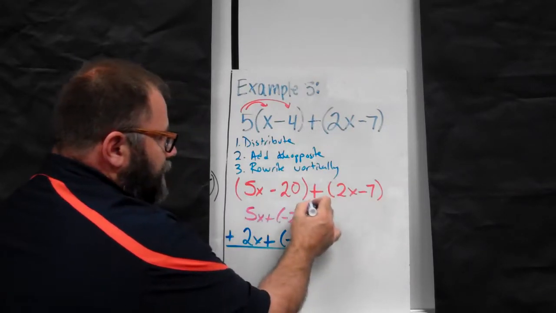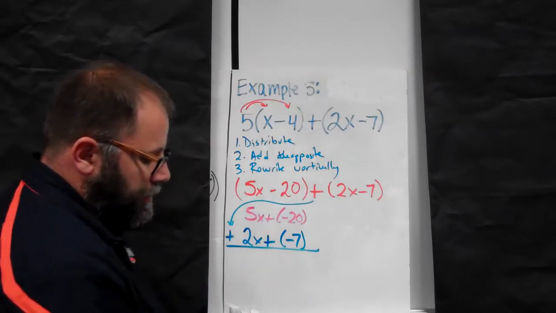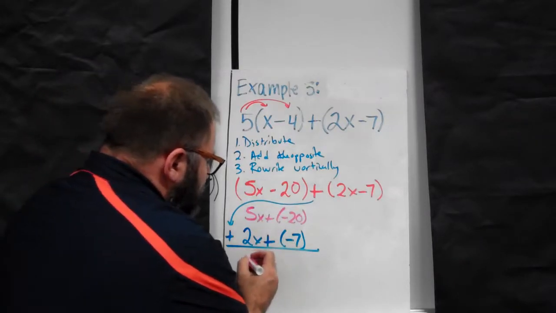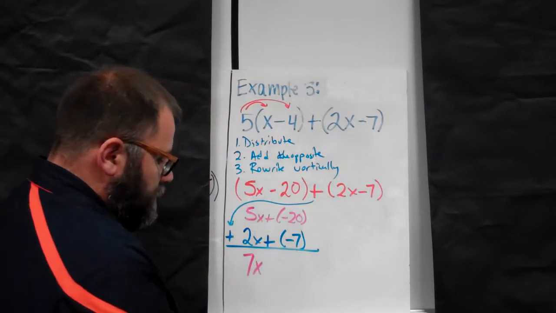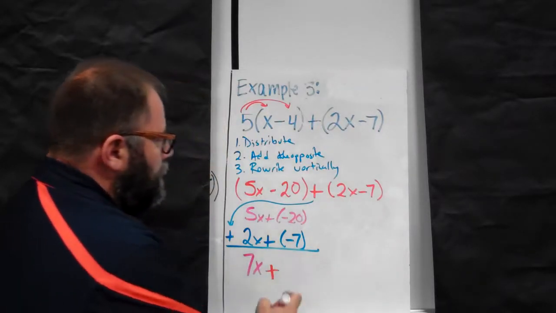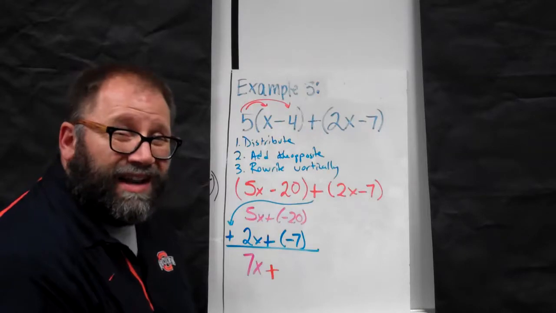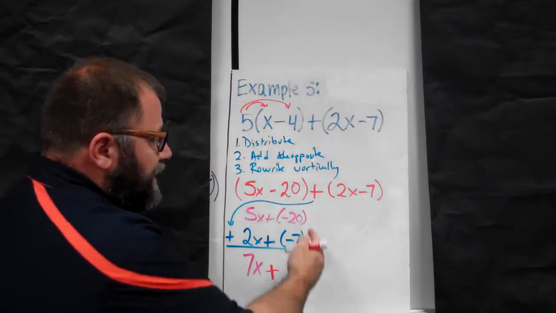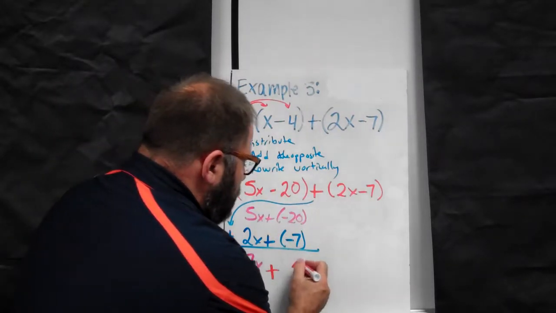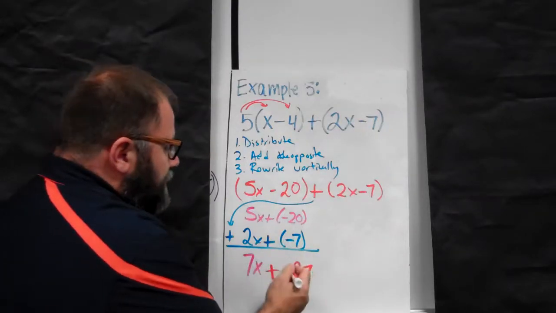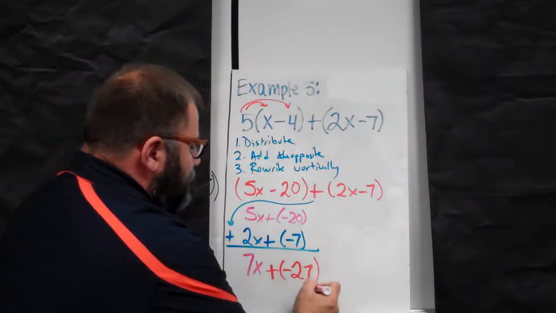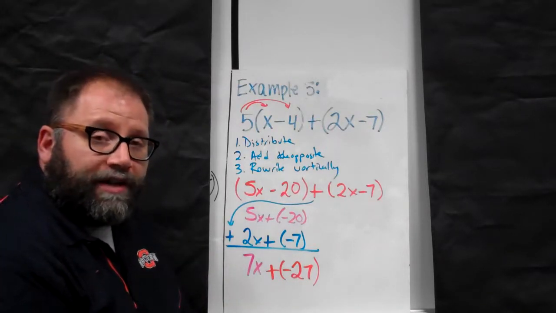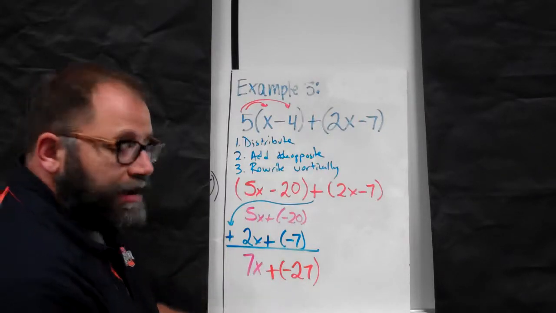We're going to add those together. Here's my add. This time I'll work from left to right. 5x plus 2x is 7x. Plus, then we have negative 20 plus negative 7. So same signs, both negatives, find the sum. 20 plus 7 is 27. Because it's the same sign, I know the answer will have the same sign. So that's negative 27. Meaning our simplified expression is 7x plus negative 27.